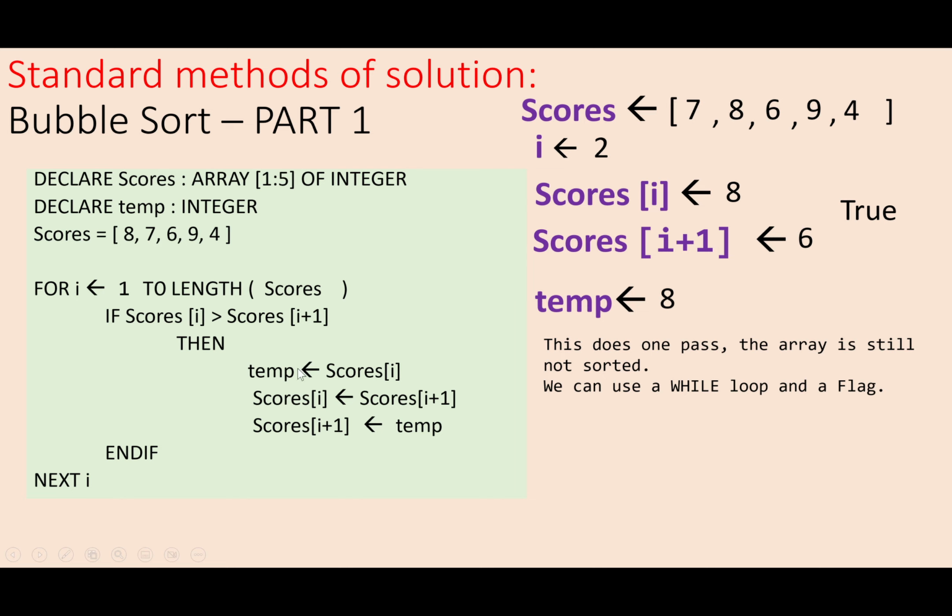So temp is going to be scores[i], so that's 8. So we've now written 8 in there. And scores[i] is going to be assigned scores[i+1]. So we're going to take the 6 and swap it to scores[i], and you can see I've done it up here now. And then scores[i+1] is going to be assigned the value that's in temp. So we're going to take that 8, write it there, and that's i+1. And you can see they've now been swapped around. And then we keep on repeating this process.